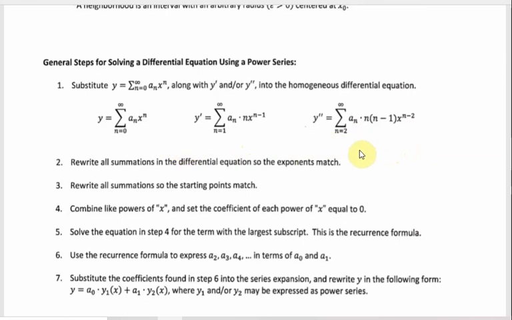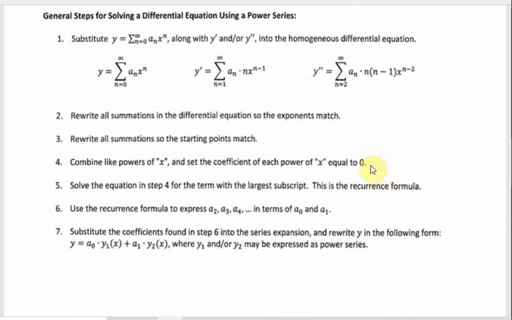So then what you end up doing is, after you substitute in, you want to rewrite all the sums so the exponents match up. Then after the exponents match up, you want all the starting points of the sums to match up. Once you're there, you can combine the sums together. And then from there, knowing that the coefficient of each power of x will have to be equal to 0, that'll give you a way to get a recurrence formula for how to get the constant terms in terms of previous constant terms, right? There's the recurrence part.